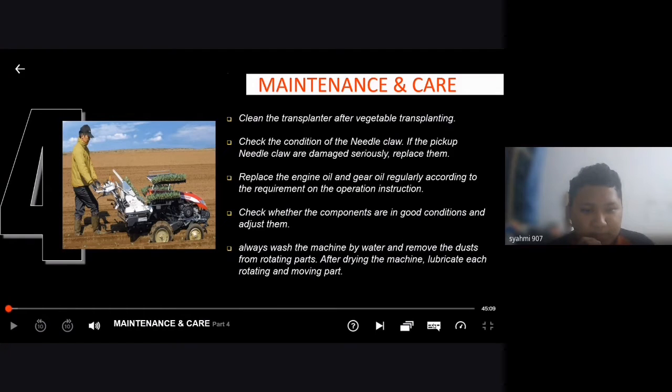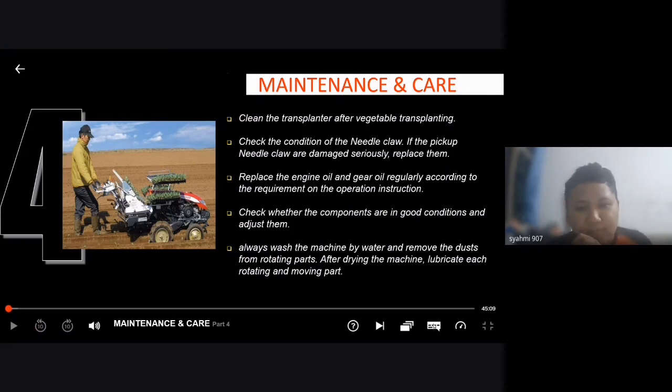If the pickup needle is seriously damaged, replace it. Next, replace the engine oil and the gear oil regularly according to the requirements in the operation instructions. Then check whether the components are in good condition and adjust them. Lastly, always wash the machine with water, and after drying the machine, remove the dust from the rotating parts and lubricate the rotating and moving parts.